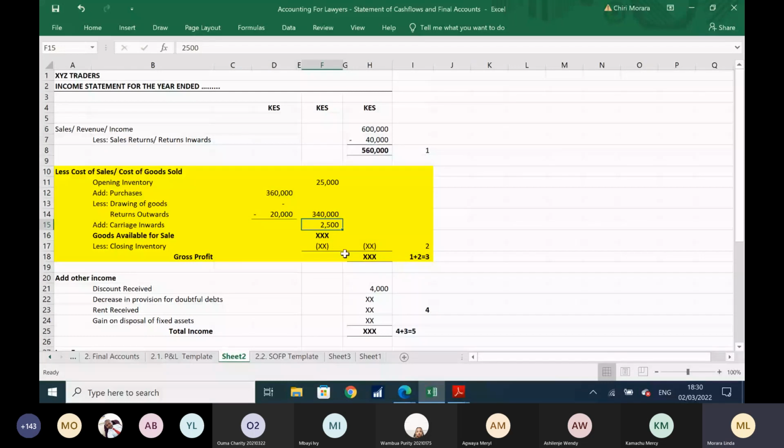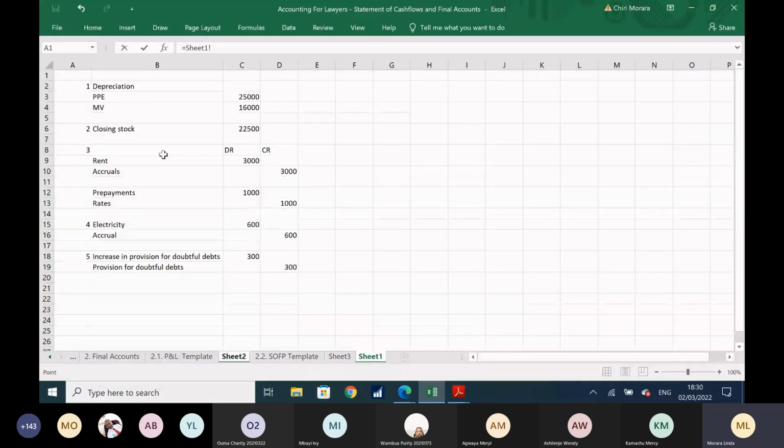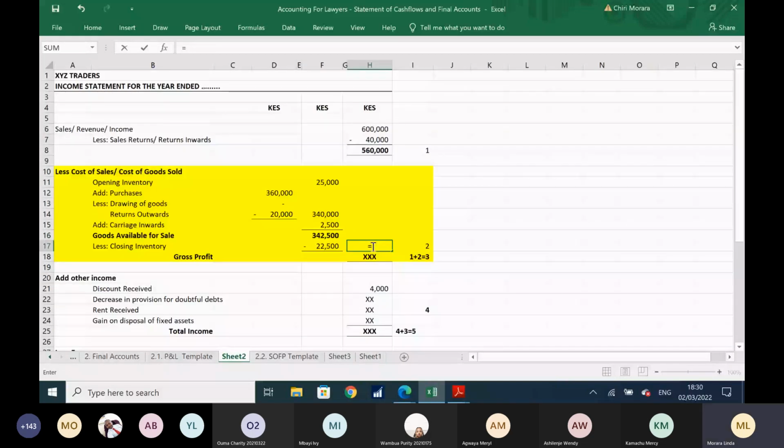And then this, you're just adding the total goods that you have there, plus, sorry, the total cost plus also the carriage inwards to get that. And then you're supposed to less your closing inventory. And our closing inventory, we had been told, was how much? Our closing inventory was 22,500. Sorry, I need to deduct it. So then what I get is that plus that, right? So this is our total. This is our total cost of sales.